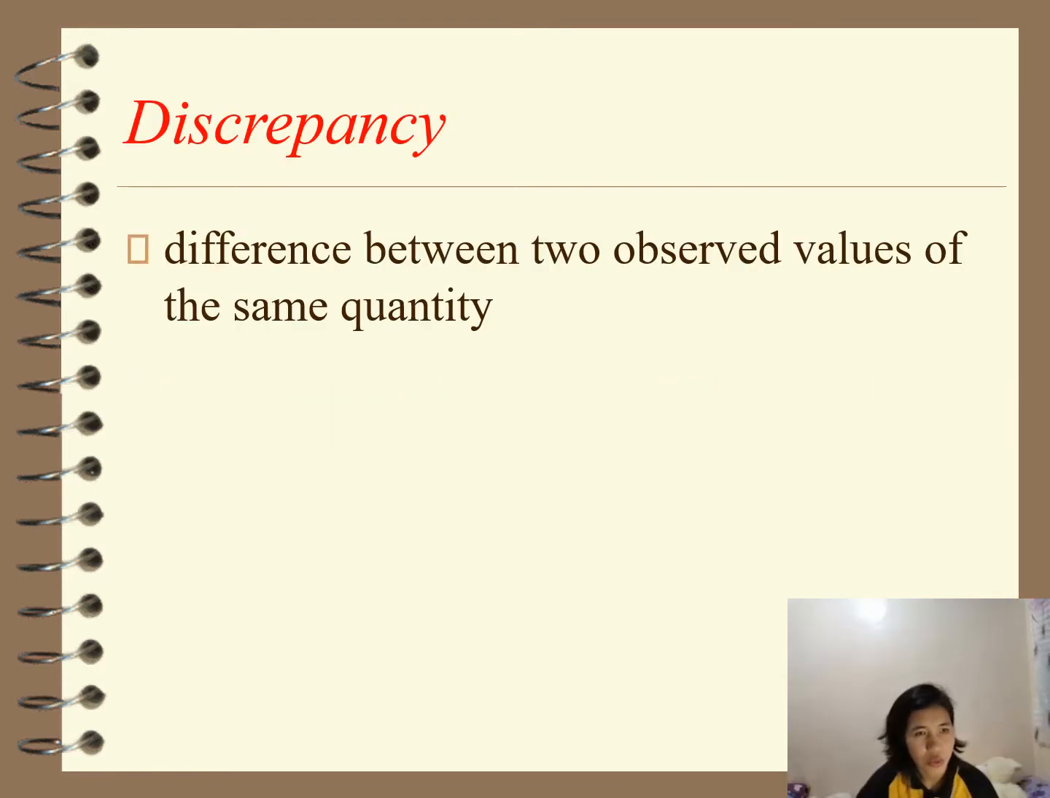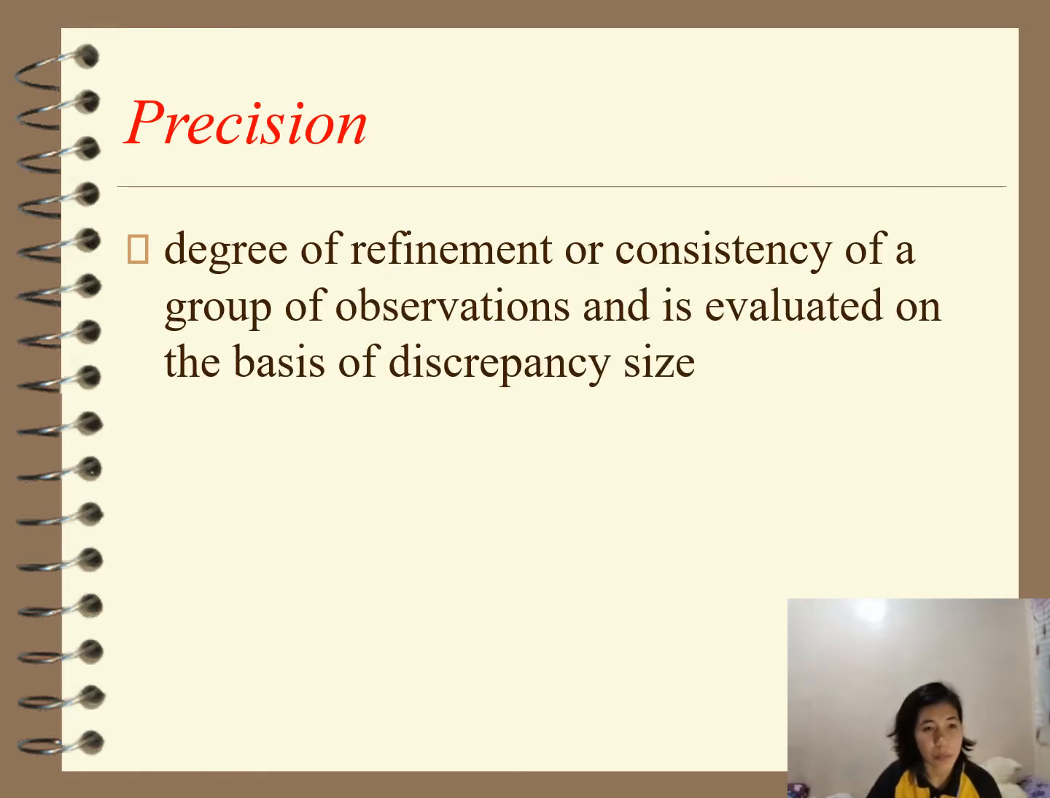So we have here the term discrepancy. This is the difference between two observed values of the same quantity. So kung nag-measure ka 2 times, the difference of those observations is called the discrepancy. When we say precision, as we all know, this is the degree of refinement or consistency ng individual measurement mo of a group of observations and is evaluated on the basis of this discrepancy size.